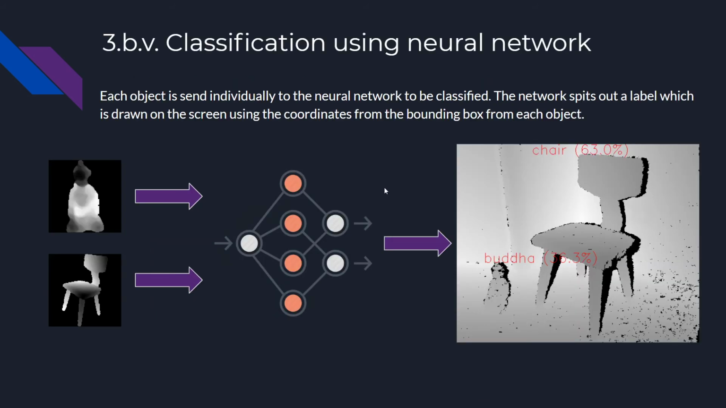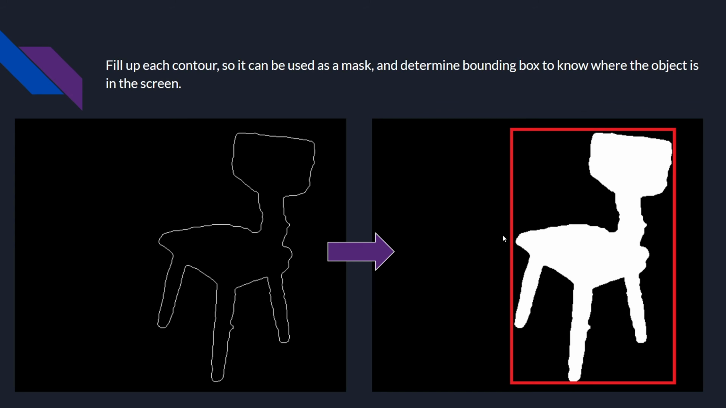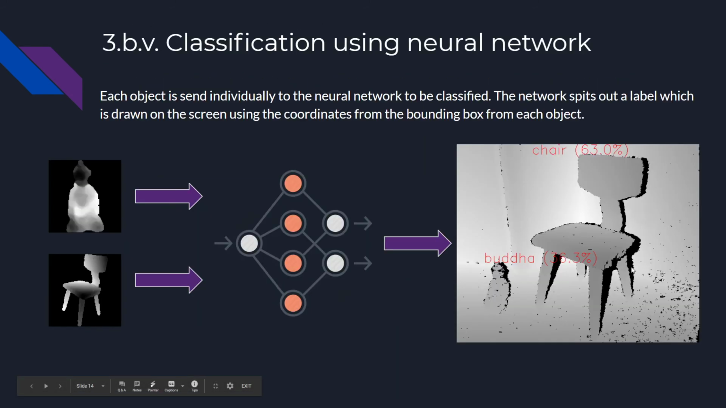So then when we have this separation of the data, each object is sent individually to the neural network, and the neural network returns the label which was used to train it with. And by knowing the bounding box that we determined earlier, visualized by this red line, we know where the object is in the scene, and therefore we can put the label on top of the bounding box, or wherever relative to the bounding box you would like it to be, of course.